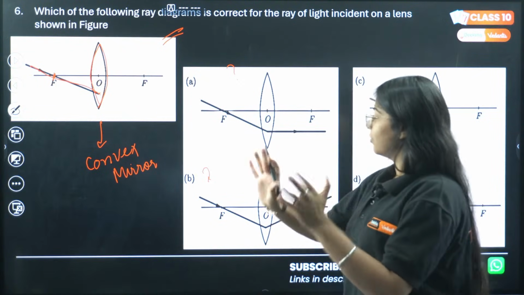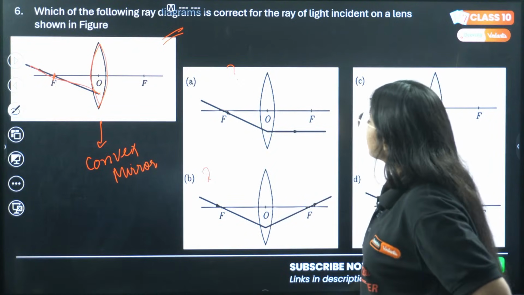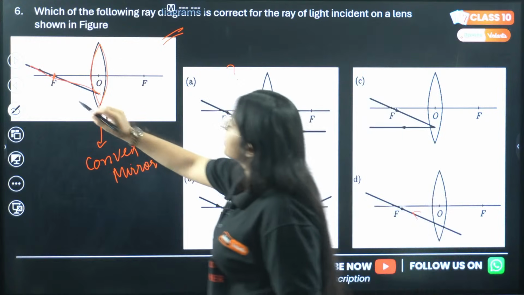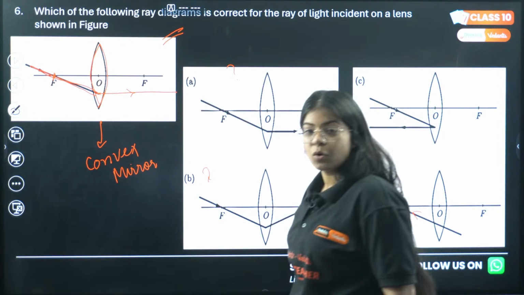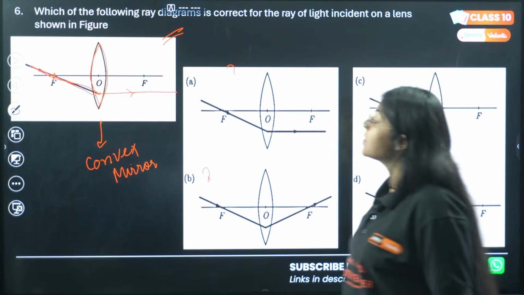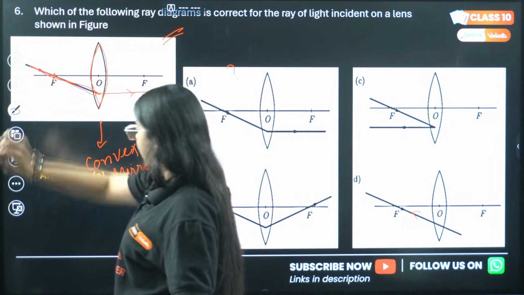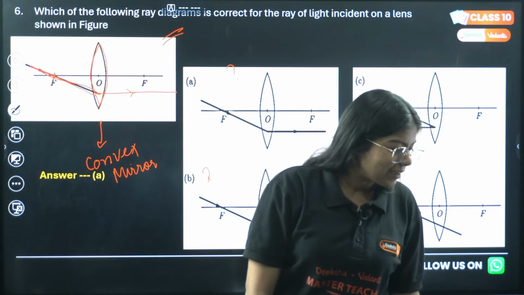Okay, keep your attention here. What will happen when my ray is passing through focus? It will go parallel to the principal axis. So my answer is A. Correct, everyone.